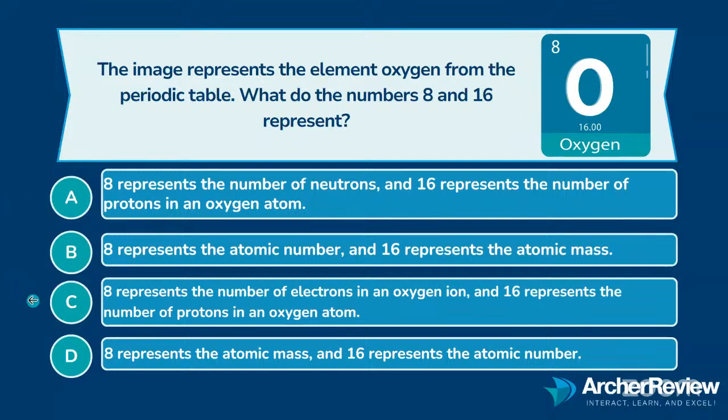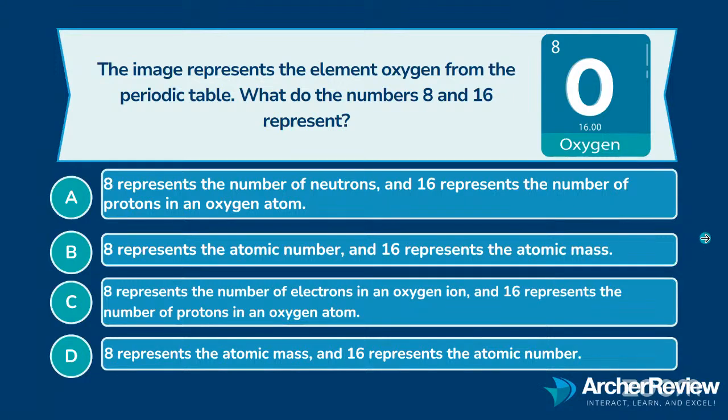Let's take a look at C. 8 represents the number of electrons in an oxygen atom. No, an electron's weight is actually so minuscule that they don't really consider it part of the atomic mass, for the most part. 16 represents the number of protons in the oxygen atom. No, we know that that is standing for the atomic mass. Looking at D, 8 represents the atomic mass, 16 represents the atomic number. They just switched those two. So 8 is our atomic number, 16 is our atomic mass. Okay.